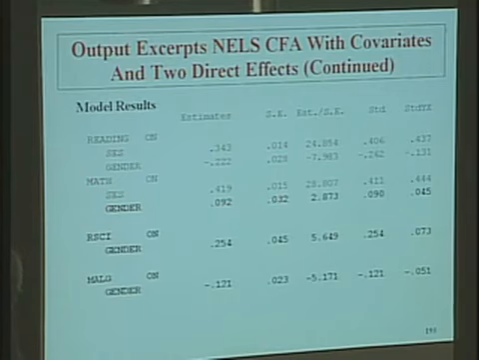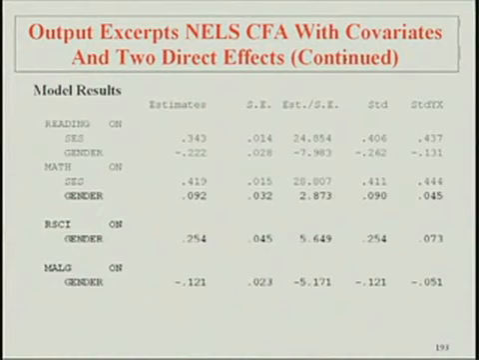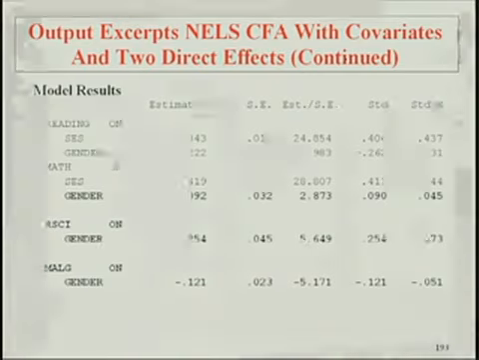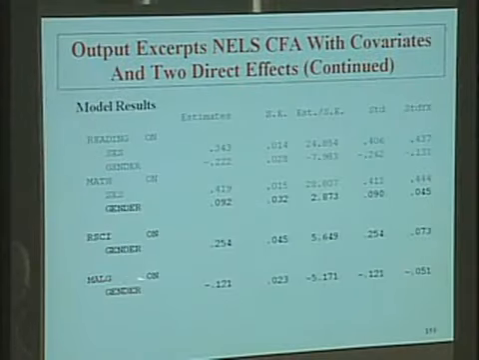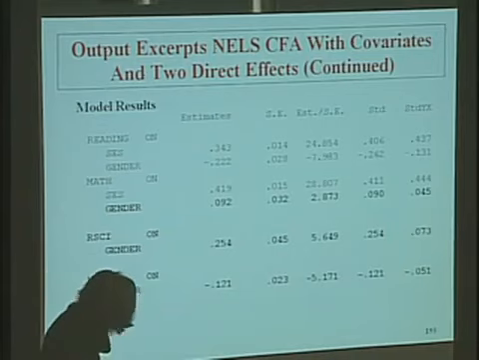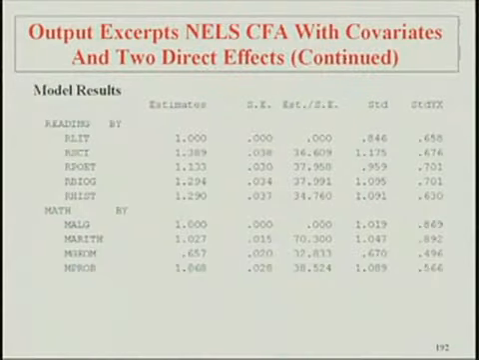Now, I think if you note here, math on gender was not significant before we added these direct effects. This value was less than 1.96. So when we added this direct effect, you'll note that math on gender has a positive relationship, whereas math algebra on gender has a negative relationship. And I believe if we go back, oh, math algebra is the anchor item.